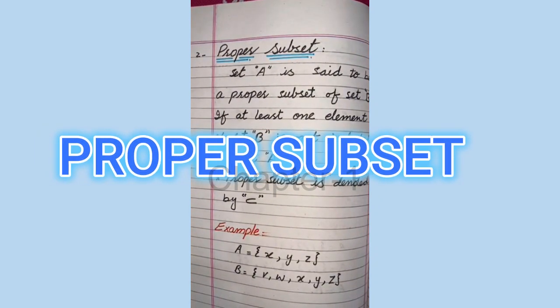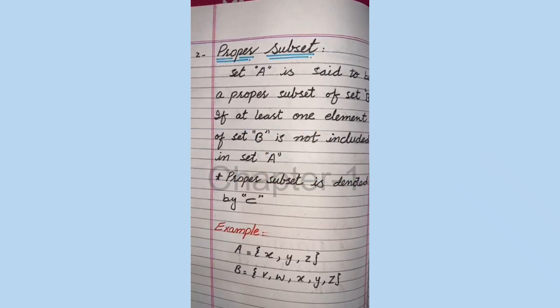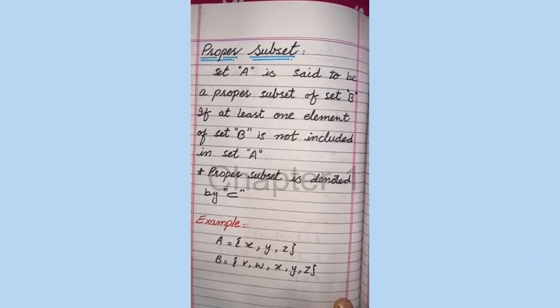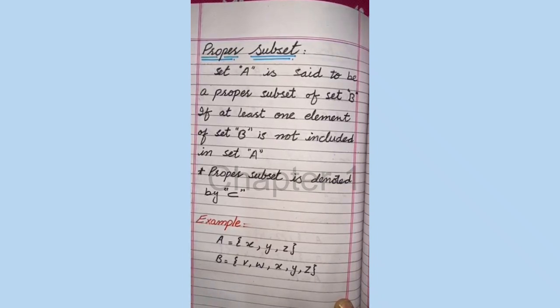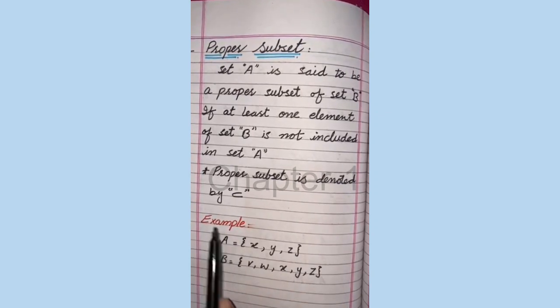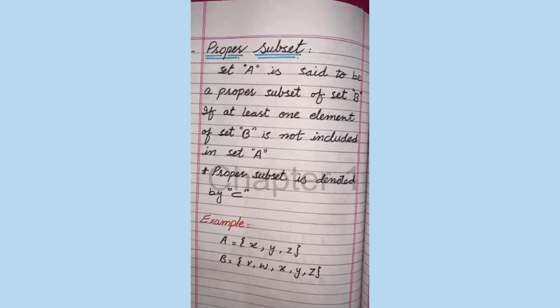Next is proper subset. Set A is said to be a proper subset of B if at least one element of set B is not included in set A. Then we can say that A is the proper subset of B. Proper subset is denoted by this symbol.